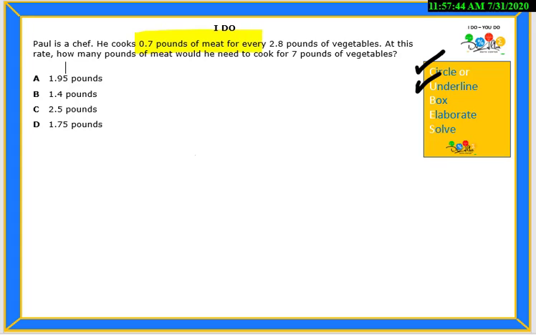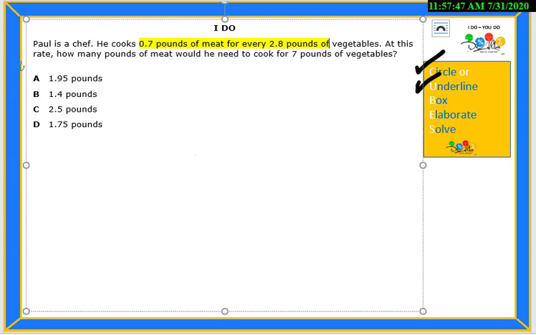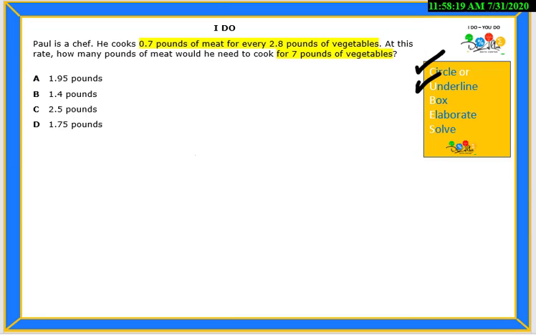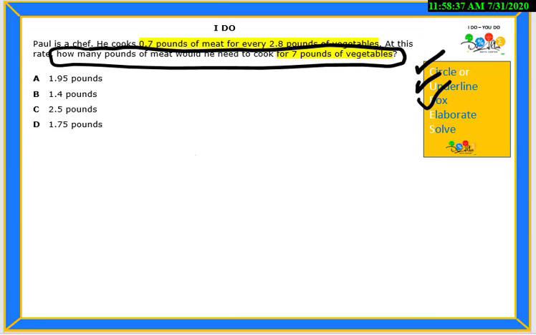7/10 pounds of meat for every 2 8/10 pounds of vegetables. 7 pounds of vegetables. Then we box the question. How many pounds of meat would he need to cook for 7 pounds of vegetables? Remember, the question is the focus to finding the answer.